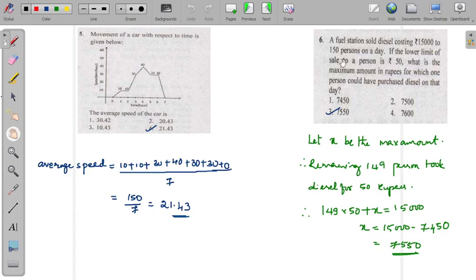If the lower limit of the sale to a person is 50 rupees, the other persons would have taken it for 50 rupees. That is what we are considering. So 149 into 50 plus that maximum amount should be equal to 15,000. So x comes out to be 7,550. So this is one possibility we are taking. There might be other people who have taken in between 50 and the maximum amount, but we are taking it in the form of a range, that is minimum value and maximum value.